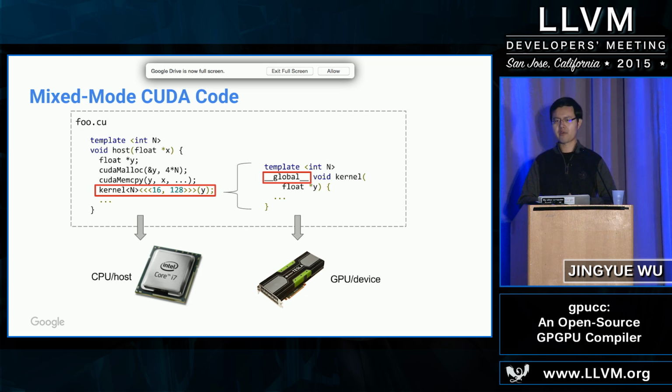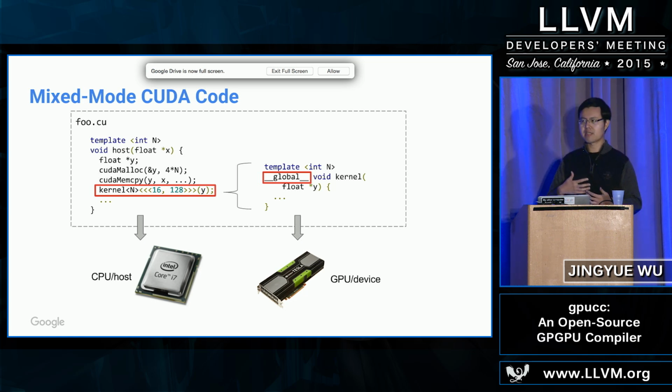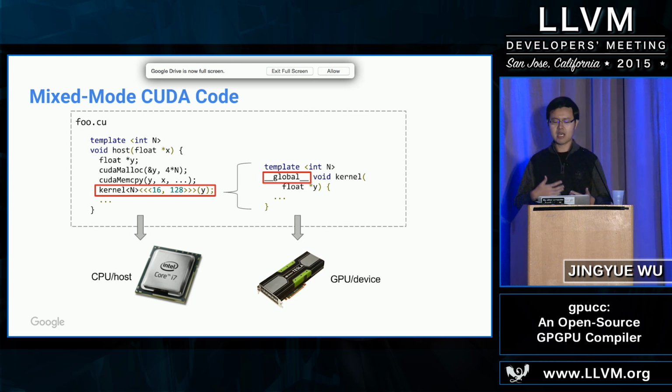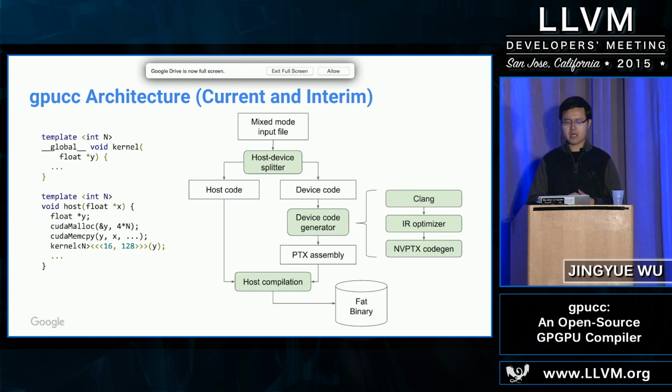It's a nice feature for the programmers, but on the other hand, a very difficult challenge for the compiler, because think about it, Clang has to parse the source code with different contexts in mind, right? Because CUDA and C++, although similar, are not exactly the same. To address this challenge, the current and interim architecture of gpucc borrows the idea of separate compilation from nvcc. Given the mixed mode input file that has both host and device code, we have a key component called the host device splitter.